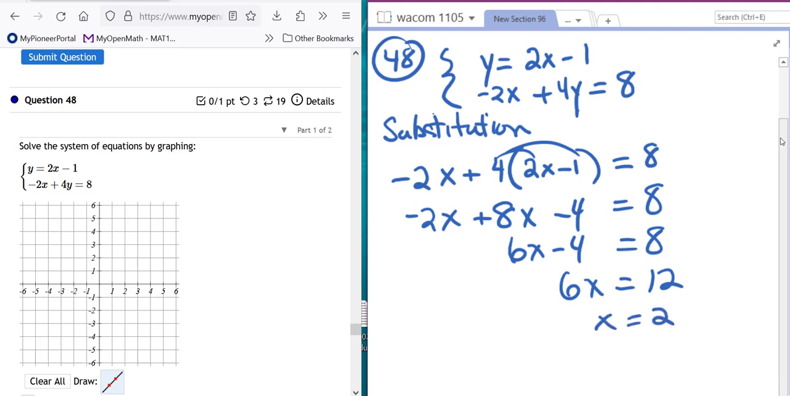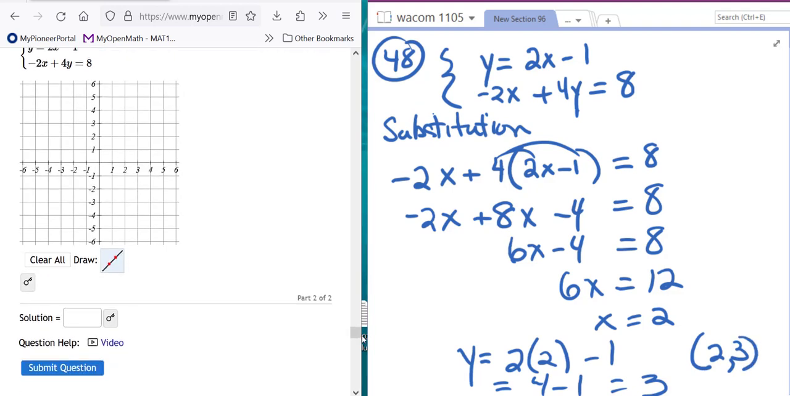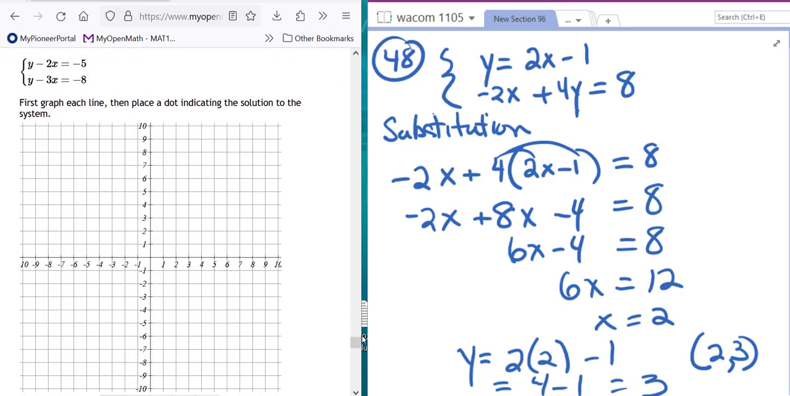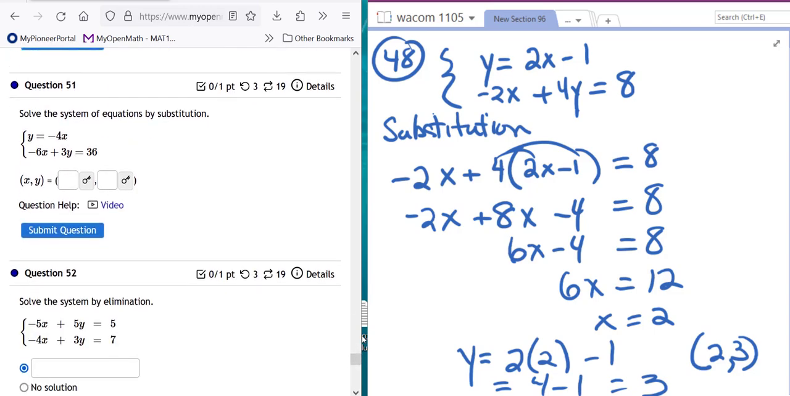Now you have to substitute the 2 back into x. So we'll do y equals 2 times 2 minus 1. So 4 minus 1, this one gives us 3. Your answer as an ordered pair is 2, 3. All right, I'm not going to draw it. They're going to cross at that point. All right, let's see if I can do one by elimination.